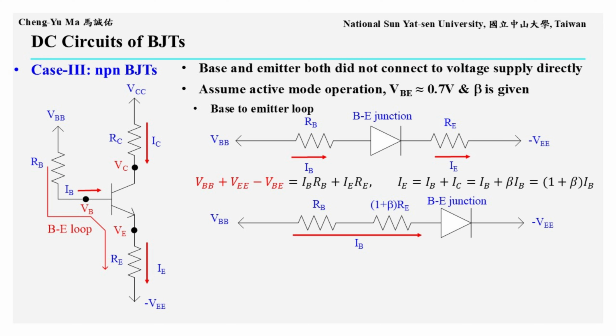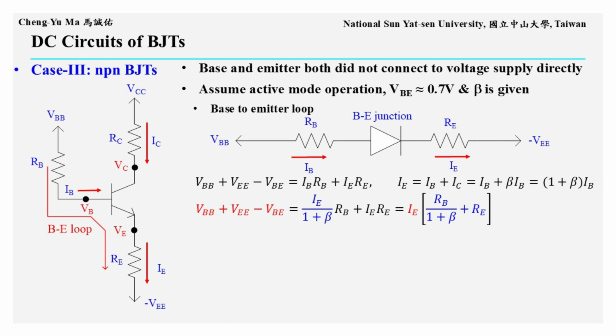In the analysis above, we use the total voltage drop across RB and RE in the base to emitter path. That voltage is VBB plus VEE minus VBE, and it equals IB times RB plus IE times RE. By replacing IE with 1 plus beta times IB, we reflected the emitter resistor to the base side as an equivalent series resistance.